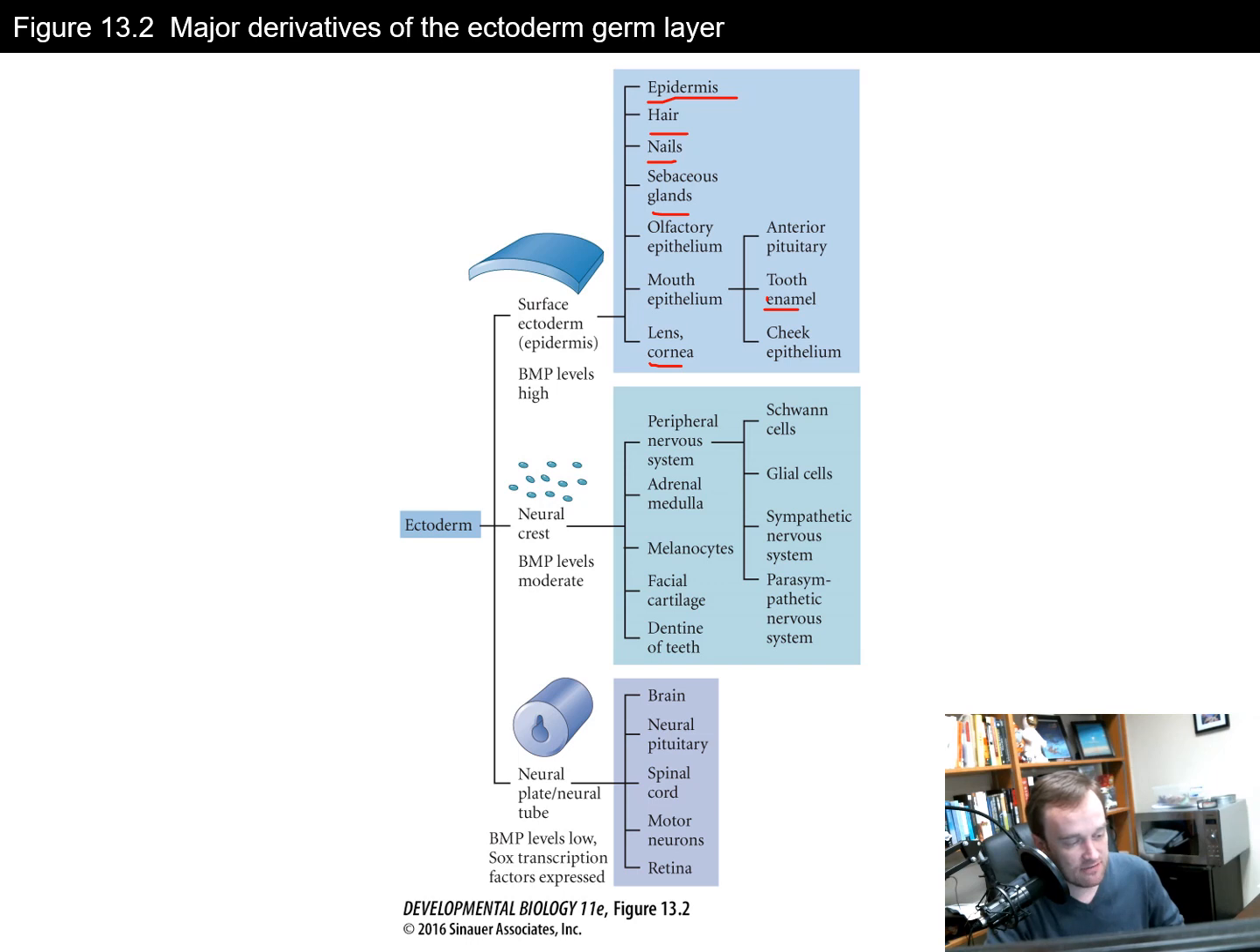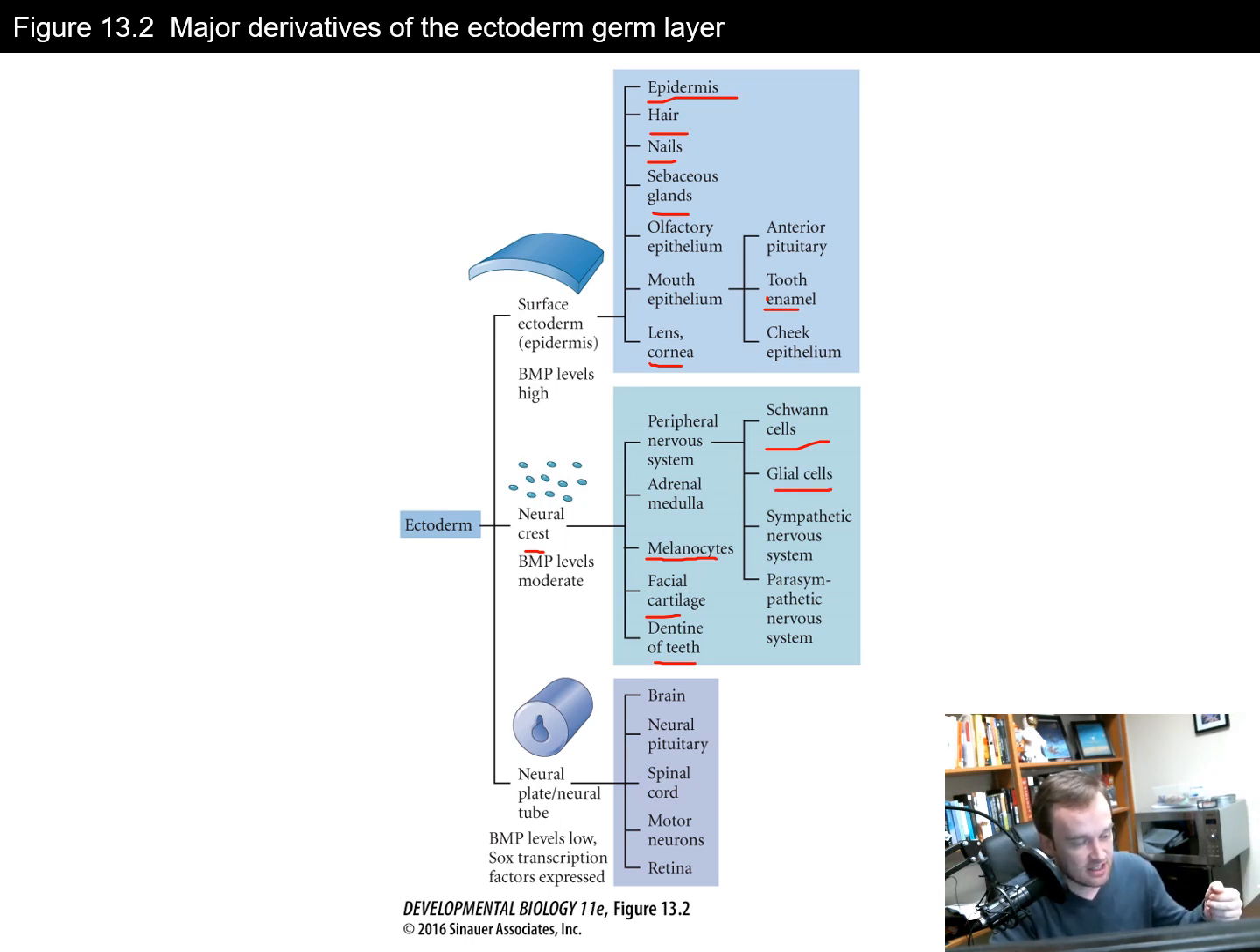And then we have the neural crest, and these cells lead to a lot of the peripheral nervous system, so the nerves outside of your spinal cord and brain, your melanocytes, so the cells that give pigmentation to you, facial cartilage, the more inside of your teeth. We'll talk a bit more about Schwann cells and glial cells in the future.